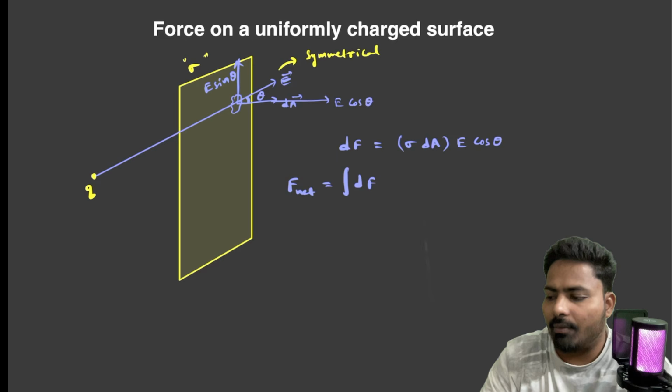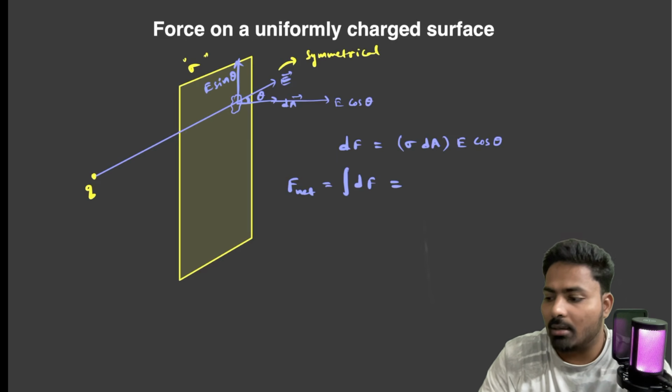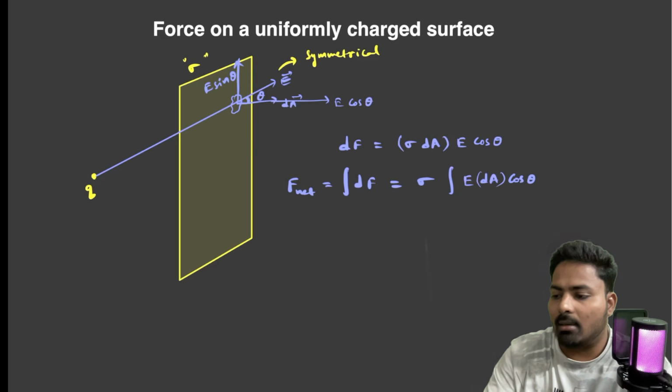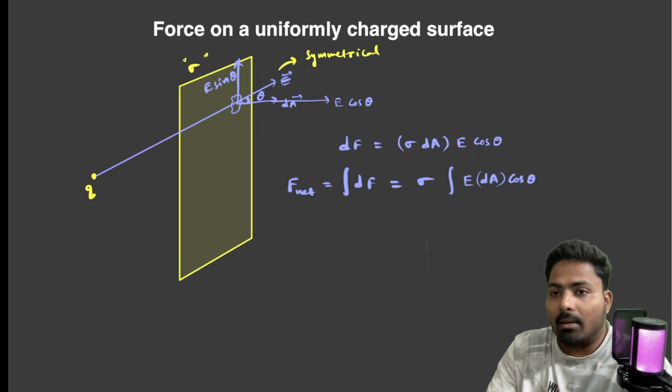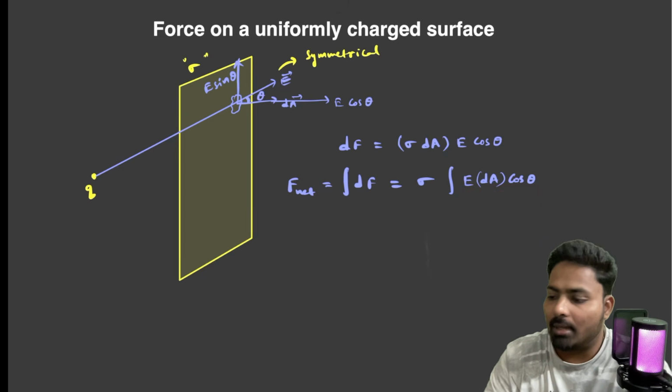So integral dF, which is nothing but, you need to understand that I can take sigma outside because it's a constant. So let me take the sigma part outside. Then what is left over here? The remaining part, I am just rearranging in this manner, E into dA into cos theta. So by looking at this term over here, you need to understand that this is nothing but, this can be written as E bar dot dA bar, right?